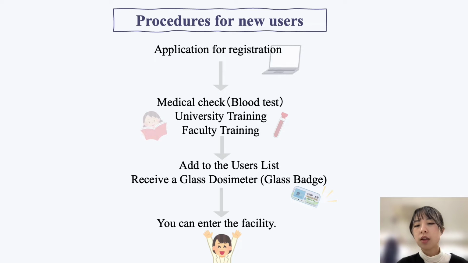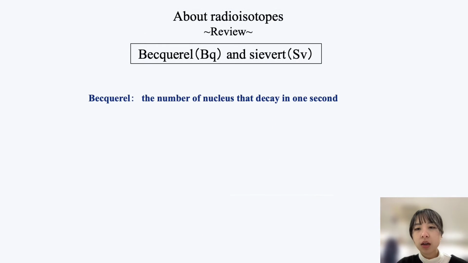So first, let's review a little bit of the content of the university training course. There are two important units of measurement, becquerel and sievert. 1 becquerel represents the number of nuclei that decay in 1 second. Note that more than one radiation may be emitted during a single decay.